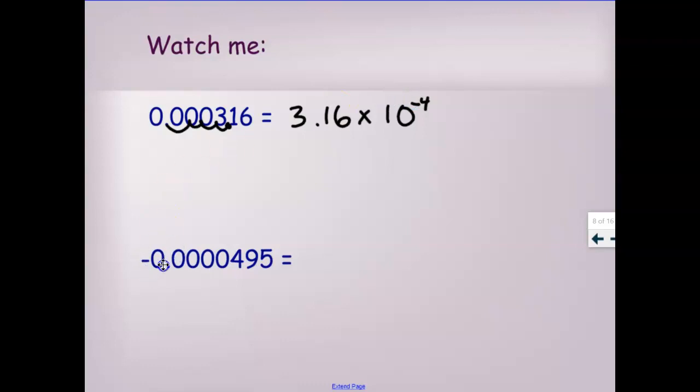All right, let's take a look here. I'm going to relocate my decimal to be right there. 1, 2, 3, 4, 5 moves. So I'm left with 4.95 times 10 to the negative 5th power because it is a decimal number. And I can't forget this guy right here. The whole thing was negative in the first place. So I'm going to throw a negative sign in front of it.